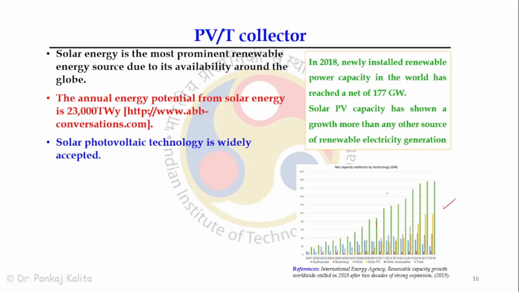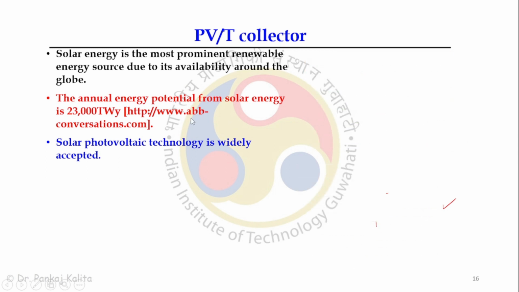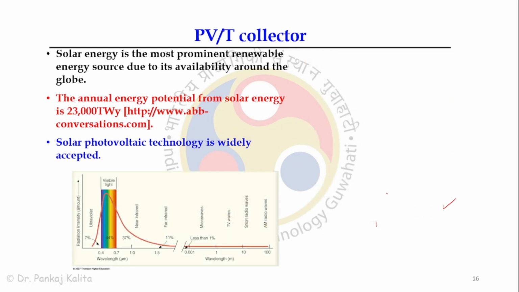I am thinking of having some numerical questions, and this is very important. This can be asked in the exam also. Annual energy potential from solar energy is 23,000 trillion watt years. It's not hours, trillion watt years. And how much is the electricity that India produces? Can any one of you answer? Anyone?